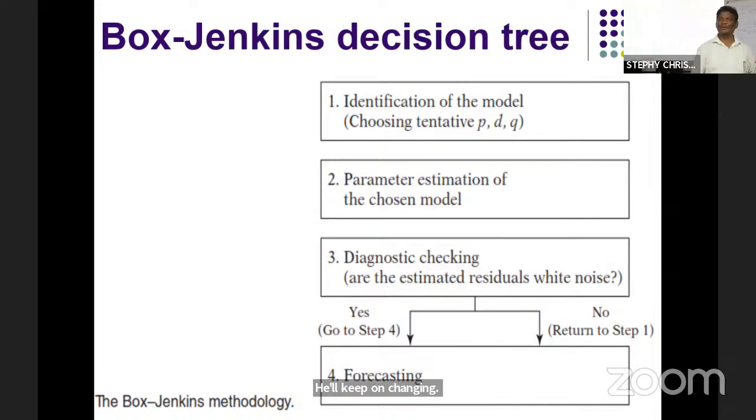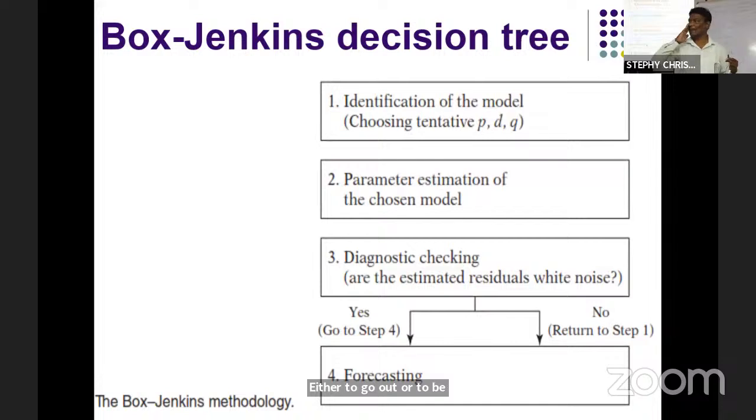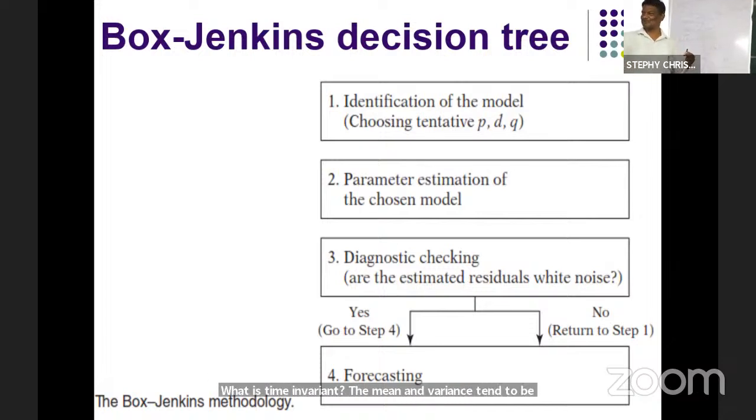But you take the GDP of the country, it does not change so abruptly. You can predict it, right? Either it will go up, or come down, or be flat. But if you look at the stock price, it is time varying. What is time varying? The mean and variance tend to be changing. It's subject to time. You can plot and see the graph.